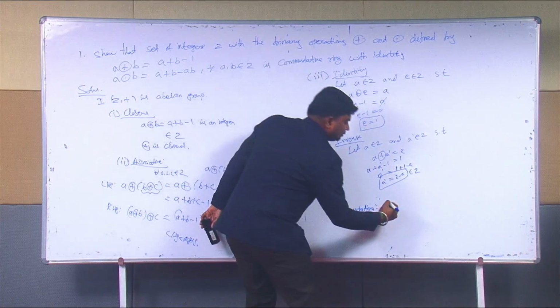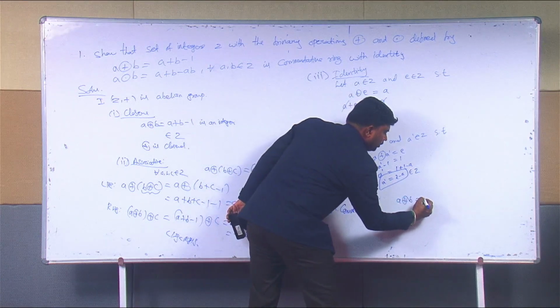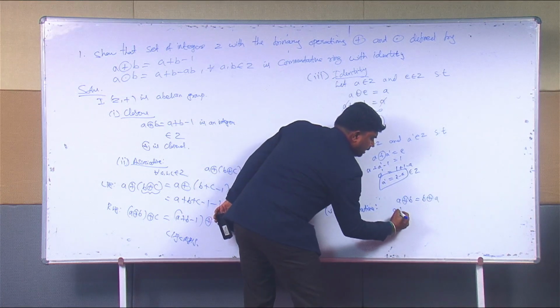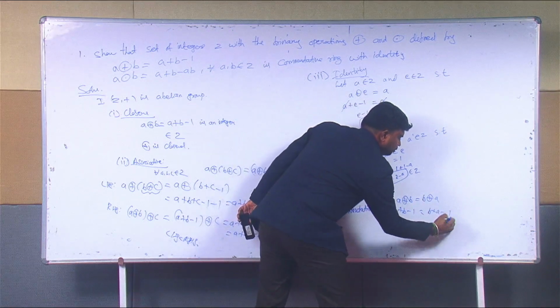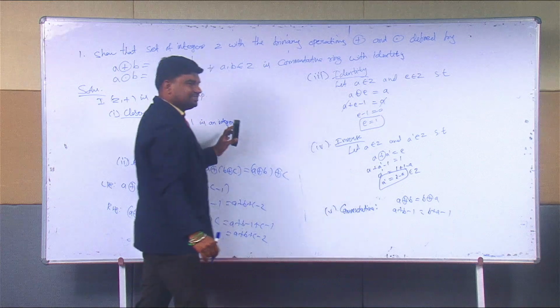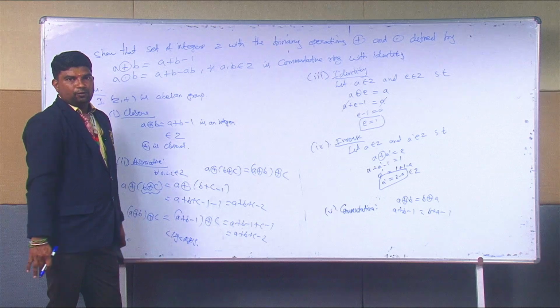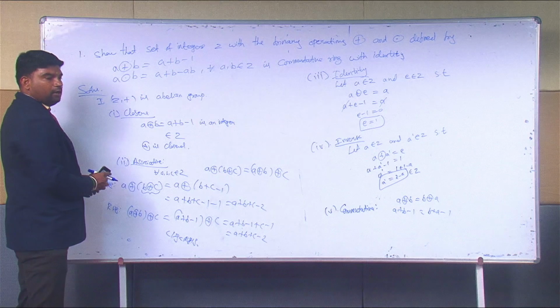Next, the last axiom for this abelian group, commutative. I want to show that A addition modulo B is equal to B addition modulo A. So clearly A addition modulo B is A plus B minus 1 and B addition modulo A is B plus A minus 1. Clearly both of them are the same. Therefore in the first case, Z comma plus is an abelian group.